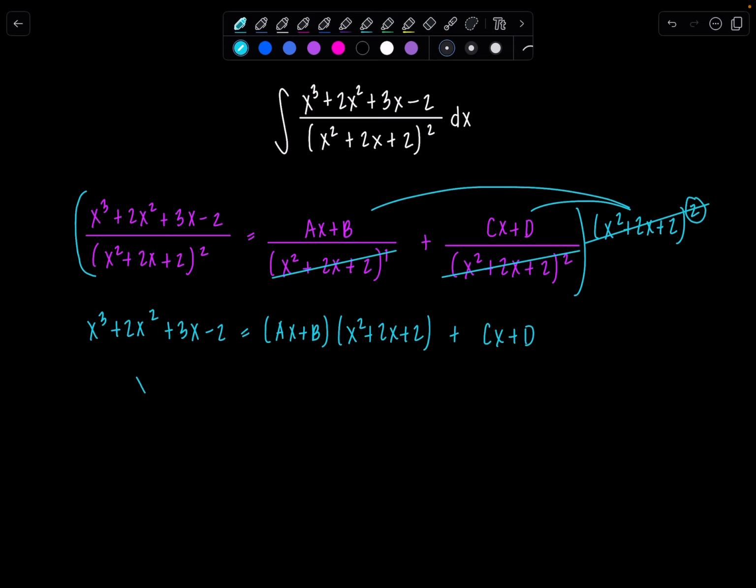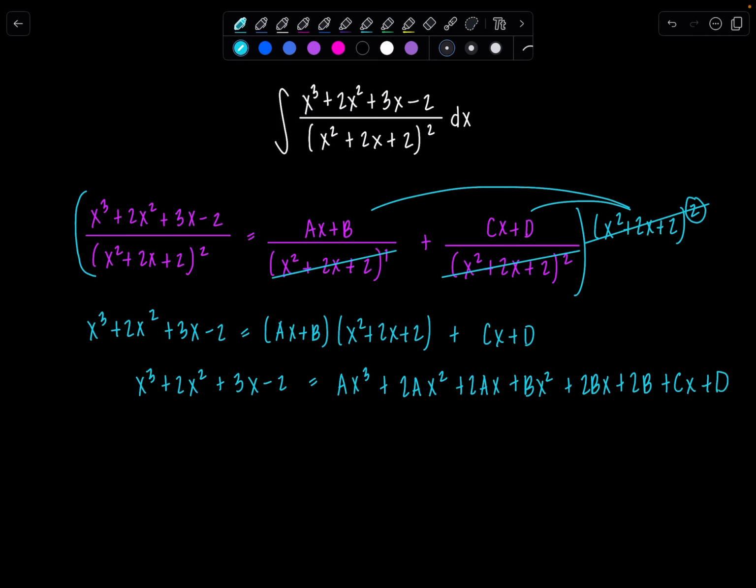Okay, let's distribute. So we have x cubed plus 2x squared plus 3x minus 2 equals, this will be ax cubed plus 2ax squared plus 2ax plus bx squared plus 2bx plus 2b plus cx plus d. Let me double check I didn't do anything wrong. 2ax, bx squared, 2bx, 2b. Yeah, good.